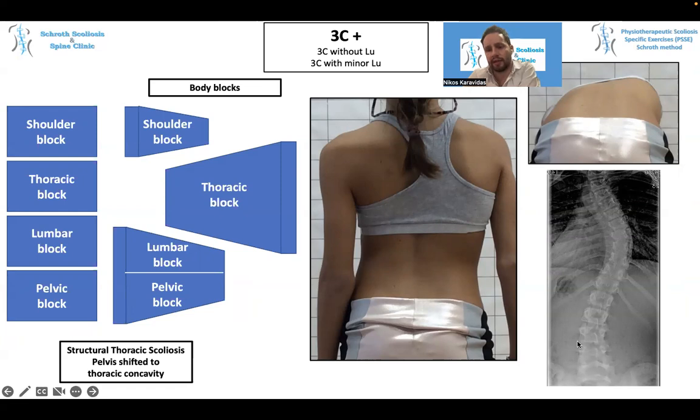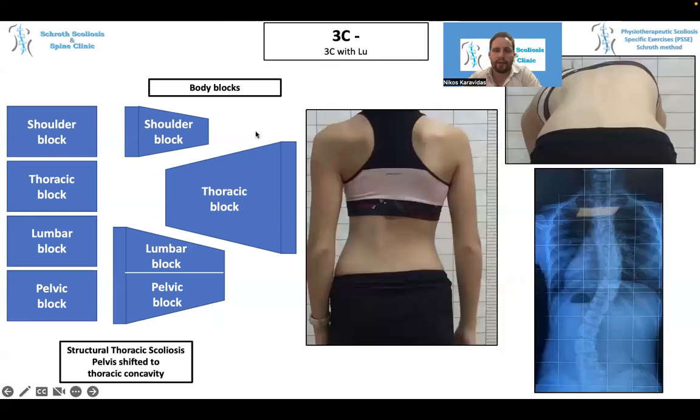patient. So you can see that there is a single thoracic scoliosis with a very, very minor lumbar curve with very little rotation on the pedicles when you see it on the X-ray. So this curve type, of course, can get some overcorrection during exercises for the main thoracic scoliosis. And this is why we call it 3C+. So for this curve type, we can get the maximum of correction with no problems. We have no worries of worsening the lumbar curve.